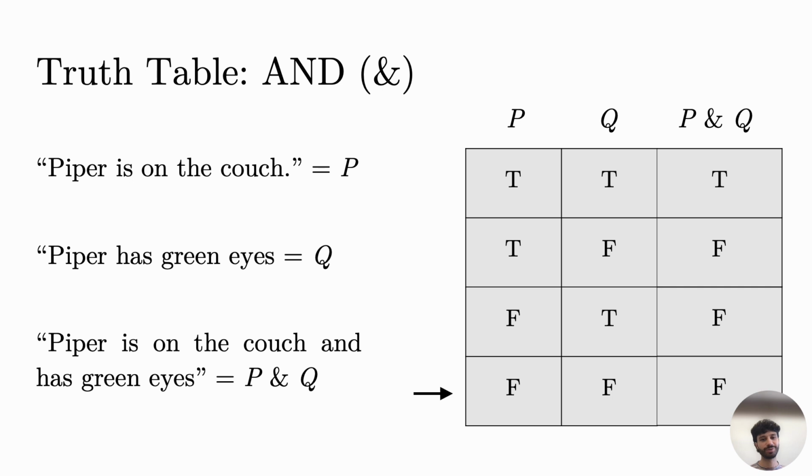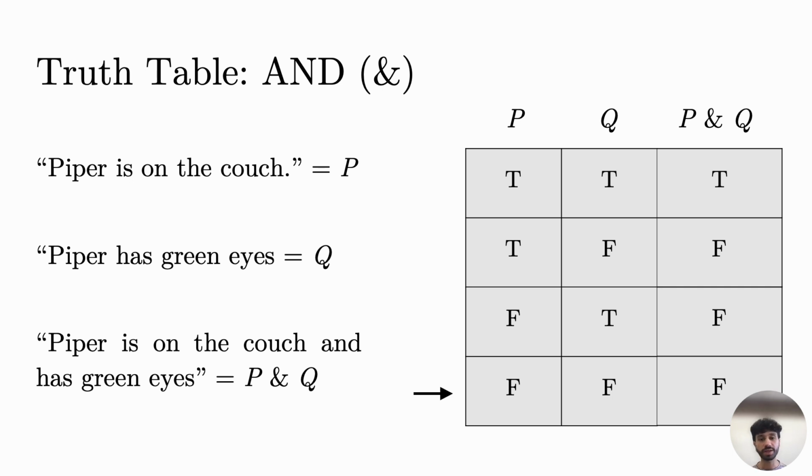Well, we're not, right? We still have the case where both of the simple elements of the complex statement are false, right? Suppose that Piper is on the grass and that she has brown eyes. Well, in this case, also the P and Q complex statement put together, right? If I say two falsehoods and I put them together, then the complex statement itself is going to be false.